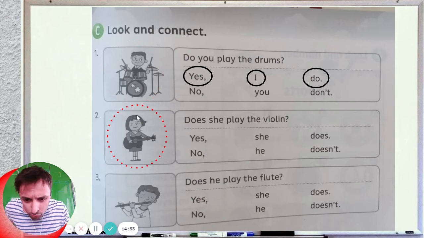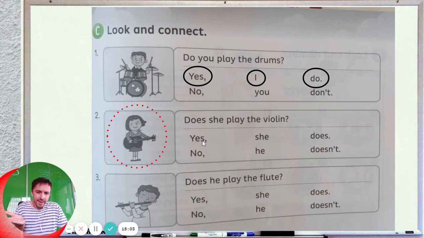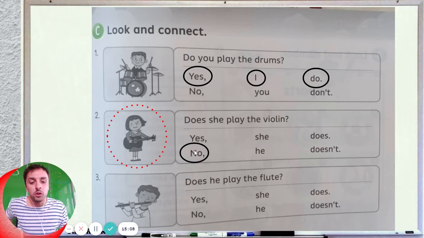Let's do number 2. Okay, look at the picture. Question. Does she play the violin? Is it yes or no? Does she play the violin? That's right, it's no. No, is it no she or no he?